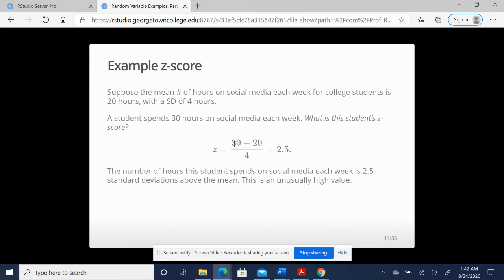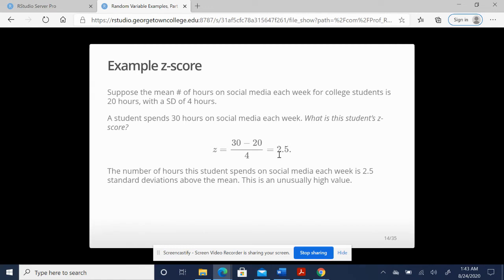So we take the result we're interested in, that's this student, we subtract the mean, we get an answer of 10, and then we divide that by the standard deviation, which is 4. So we get a Z of 2.5, okay? Now, because this is beyond 2, we know this is unusually large.